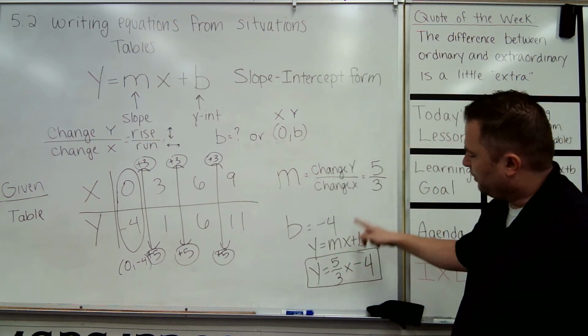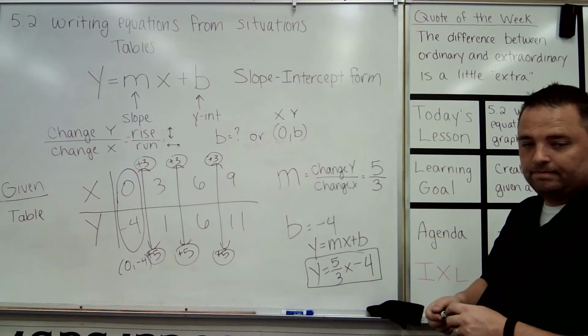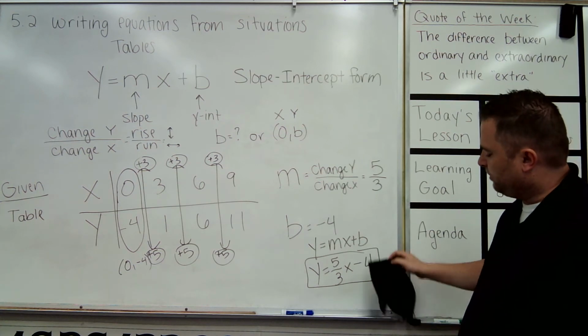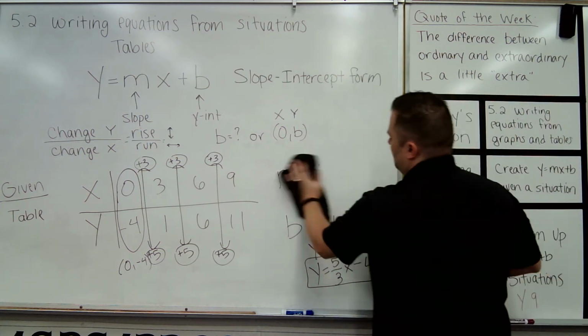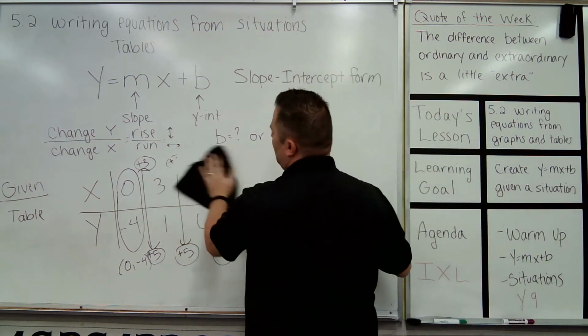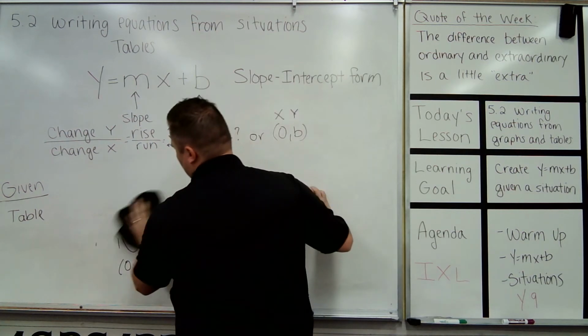Where 5/3 is this 5/3, this -4 is this -4. Okay, let's try one more example. Let me erase this. What else can they possibly throw at us on a table?